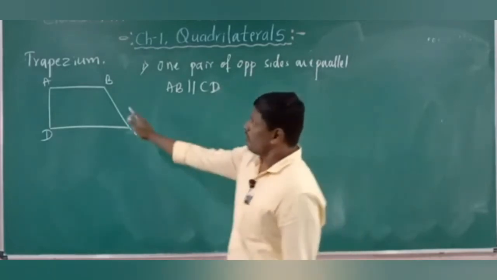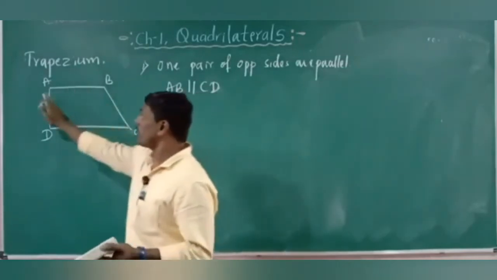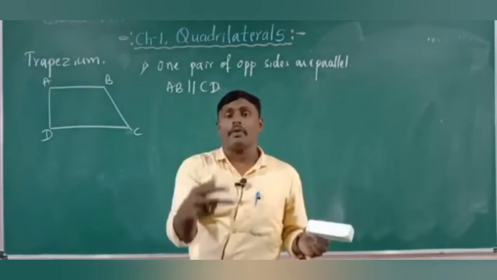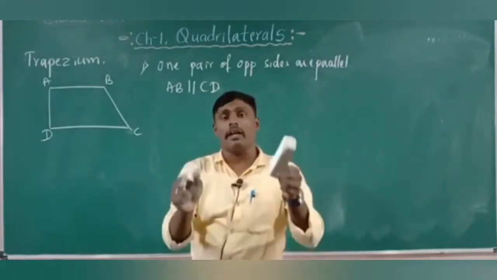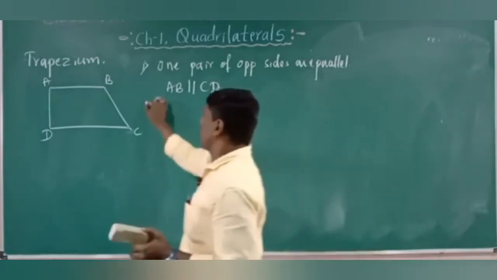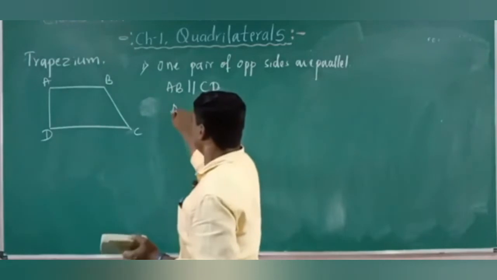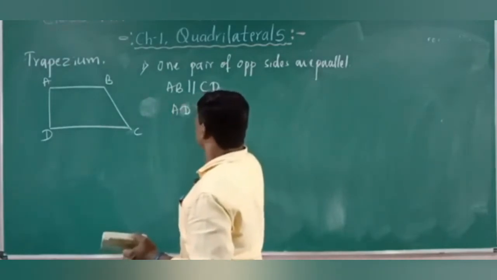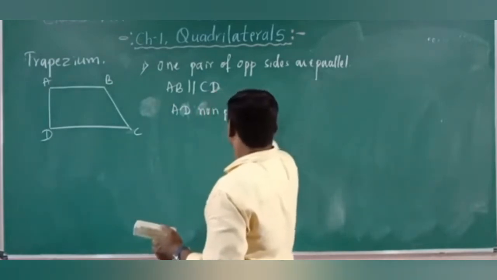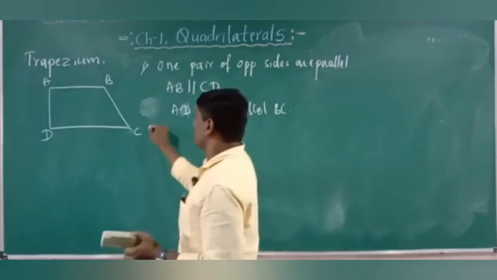Next, what about these two sides? These are the non-parallel sides. If two sides are exactly parallel to each other, it means the remaining two sides of the trapezium are non-parallel. So the remaining two sides, AD, is non-parallel to BC, right?